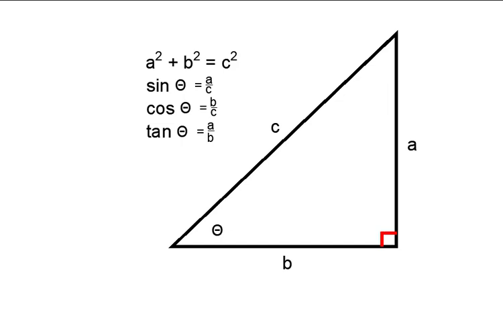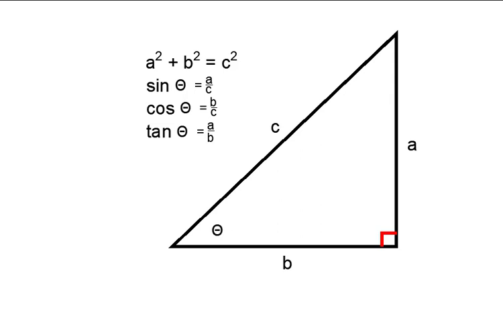Statics involves a lot of triangles, and it's a good idea for us to review some of the basic concepts of triangles. Now, the first one I want to look at is the right triangle. The right triangle is one that has an angle of 90 degrees, and that's denoted by the little red square in the bottom right of this one. It has sides A, B, and a hypotenuse C.